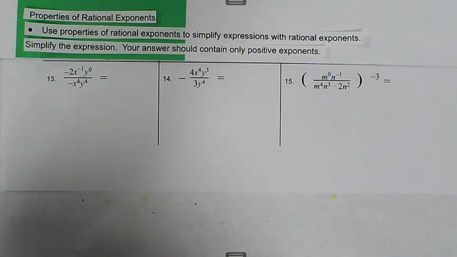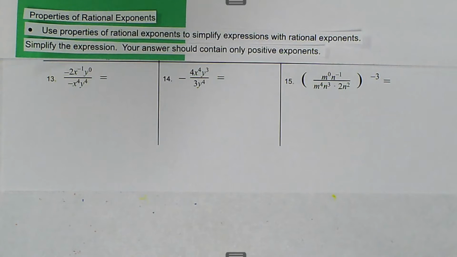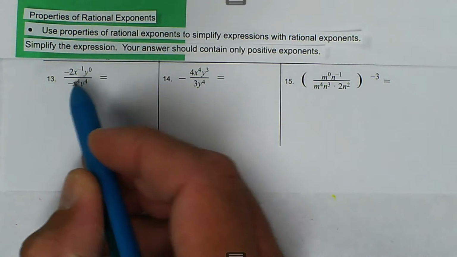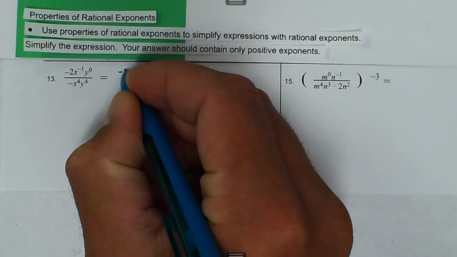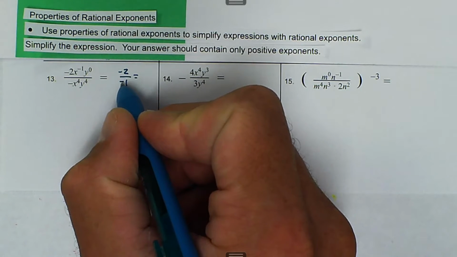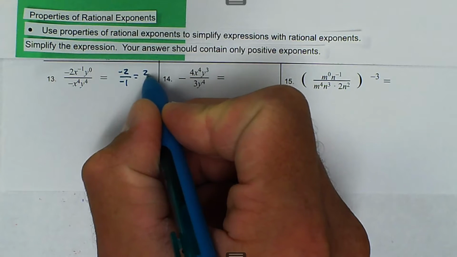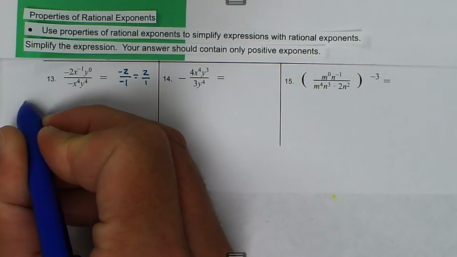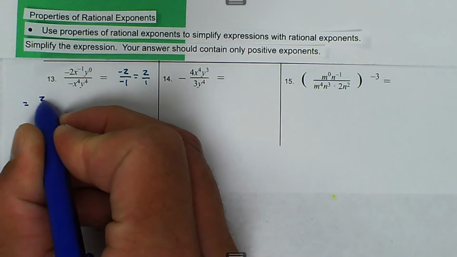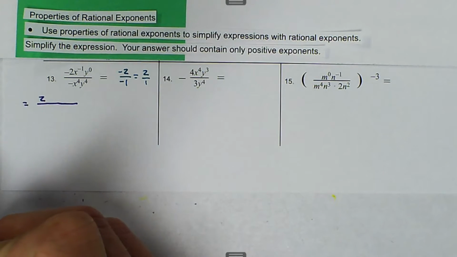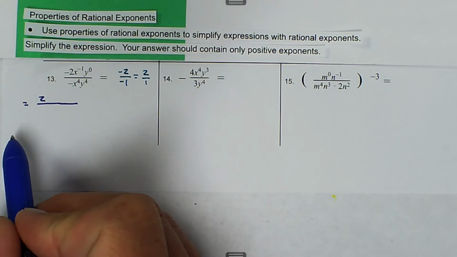So the first thing I want to do is deal with my coefficients. We have a -2 in the numerator and a -1 in the denominator, so I want to simplify that. -2 divided by -1: negative divided by negative is a positive, so that's just 2/1. I'm going to start by writing that down in front. So we get 2, and we don't have to write down the 1 in the denominator. That's understood that it's there.